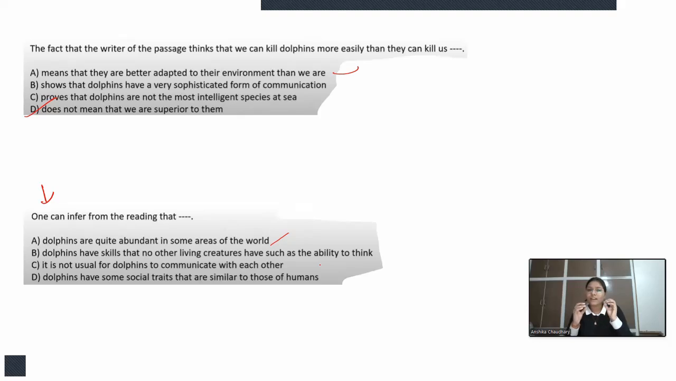So, in 90% of the paragraph, we are talking about the traits, the nature of the dolphins, that it is more like humans: companionship, friendliness, their behavior, their helping nature, their caring nature, etc. So, it is much similar to humans. That is the meaning of that paragraph. So, option number D will be the right answer according to our passage. I hope it is clear to you.